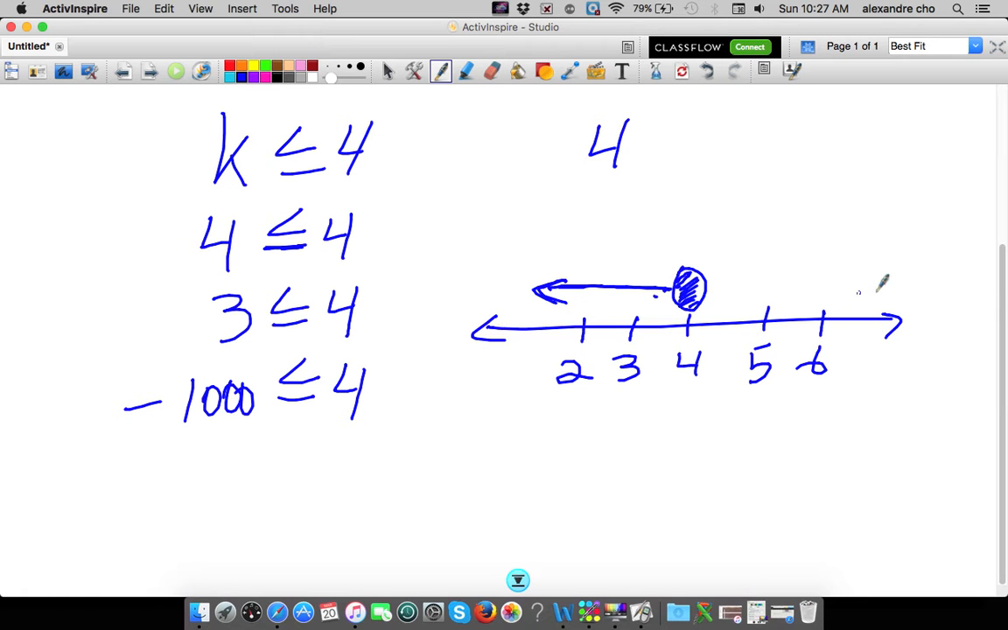Now the numbers that are on this side of 4 will work. 4.1 will not work. If I put 5 over here, is 5 less than or equal to 4? Now, what if I put the number positive 1,000? Is positive 1,000 less than or equal to 4? No, it's not. So we don't point the arrow this way because these numbers are not part of our solution. We want any number from 4 all the way to whatever, but on the left side.